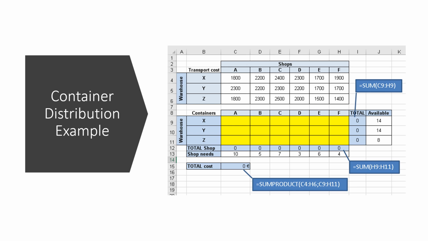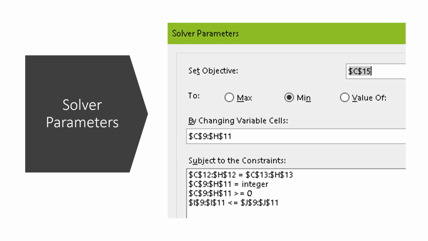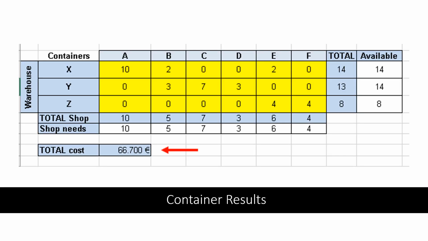The blue cells have the formulas shown. We want to minimize cell C15. Notice we must meet all the shop's requirements, C12:H12 equals C13:H13. This is the optimal solution which meets all the constraints.